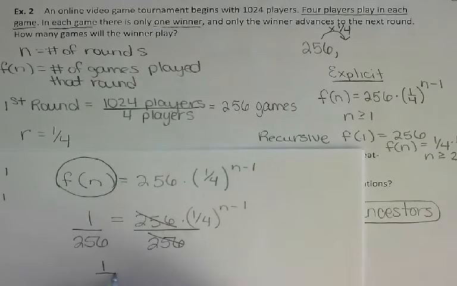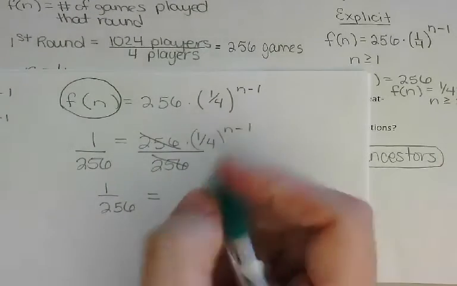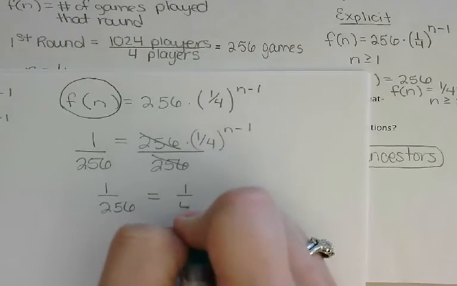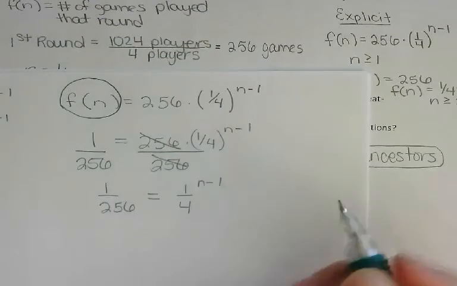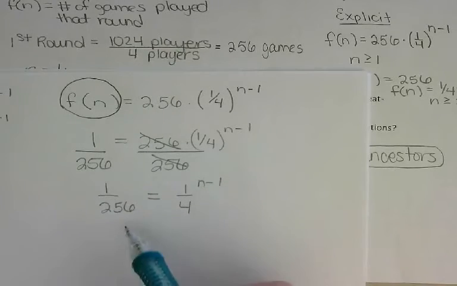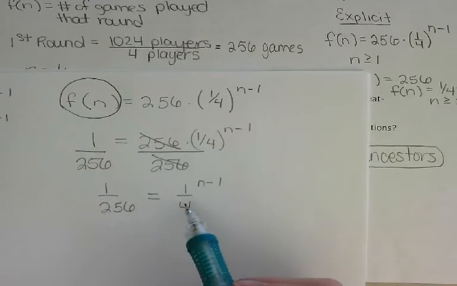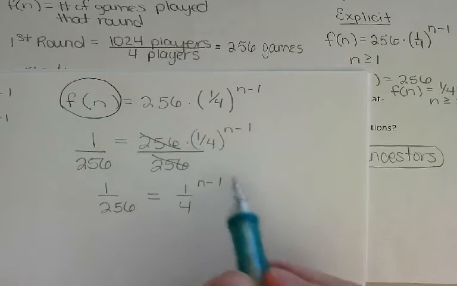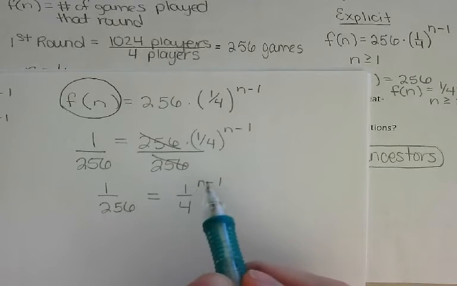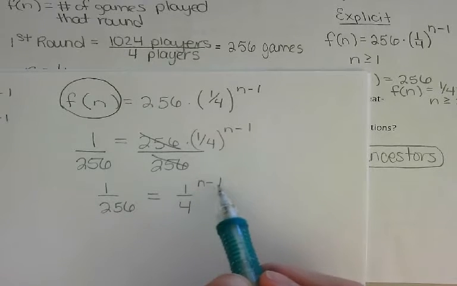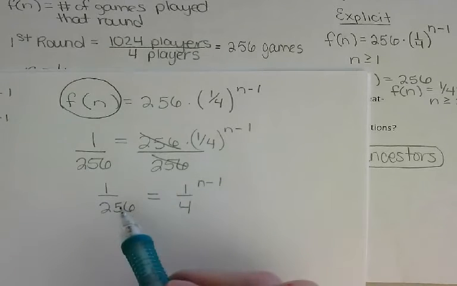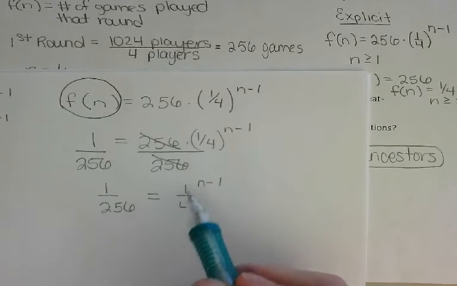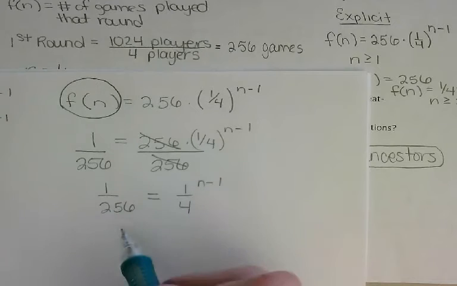So I get 1/256 equals 1/4 to the n minus 1. Now we haven't really worked with exponents like this. You could keep plugging in numbers here. Like you could plug in a 1, 1 minus 1 is 0, and 1/4 to the 0 is not going to be 1/256. Then you could plug in a 2. You could plug in a 3.